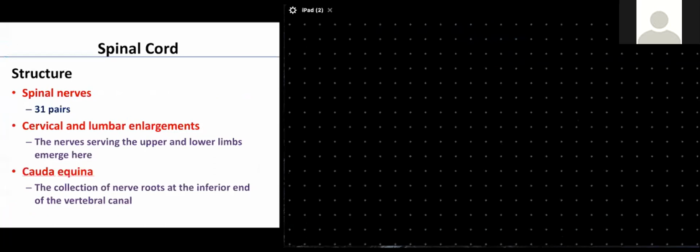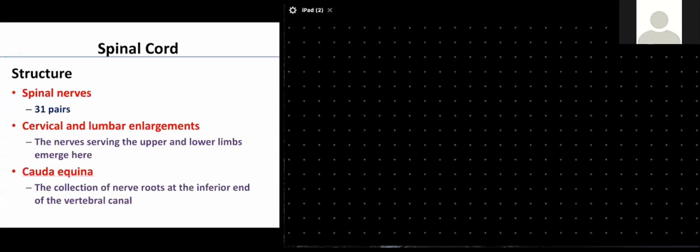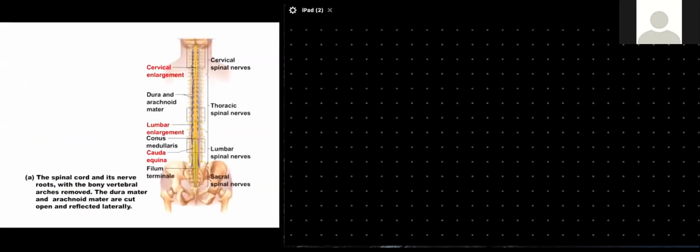Let's move on to the structure of my spinal cord. Spinal cord is going to be formed by spinal nerves. We have 31 pairs of spinal nerves. If we're looking here at the spinal cord, you will see spinal cord has 2 enlargements, an enlargement in the cervical region and another enlargement in the lumbar region.